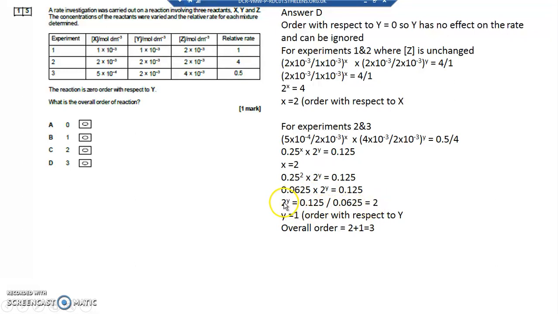If it was 0, then 2 to the power 0 would be a 1. It's not that. If it were a 2, 2 to the power 2 would be a 4. 2 to the power 1 is itself, so it's a 1. Order with respect to z is 1.